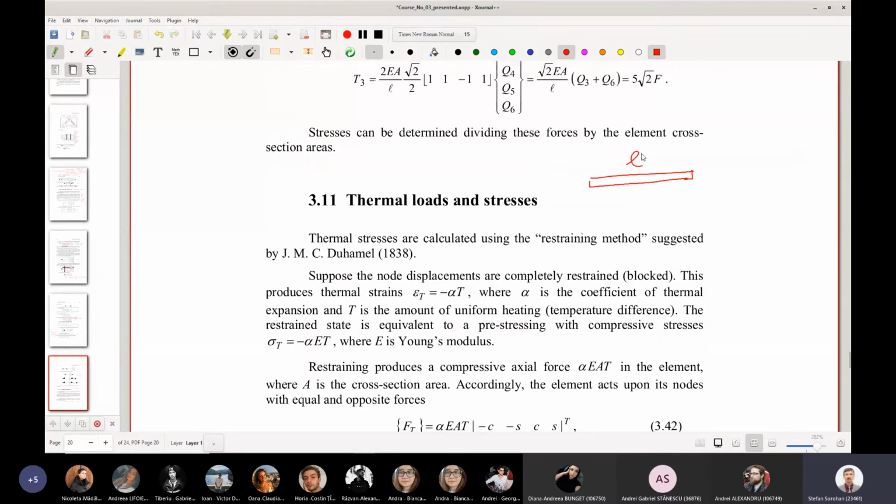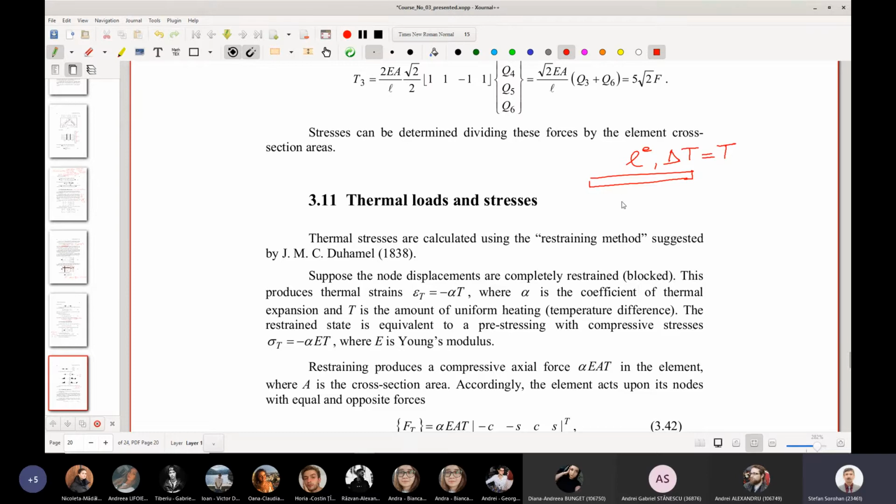L for a particular element. The thermal load, let's say delta T. Sometimes delta T is denoted just by T in this book, but please remember that usually you have a reference temperature and a new temperature, and the difference between the new temperature and the reference temperature means this variation in temperature.